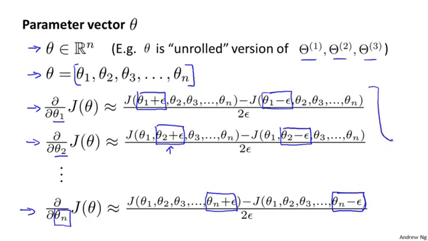So these equations give you a way to numerically approximate the partial derivative of J with respect to any one of your parameters, theta i.